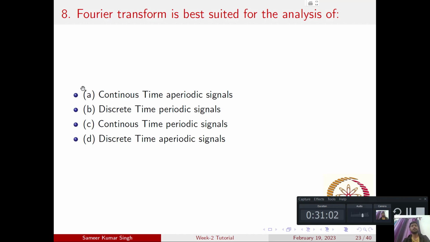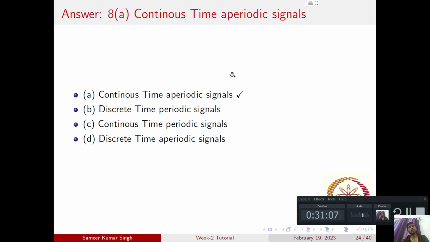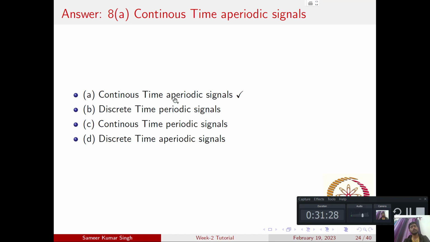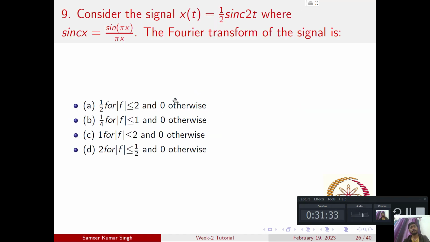The question was: Fourier transform is best suited for the analysis of what? The answer will be continuous time periodic signals. Actually, in Fourier series we find the Fourier series for the periodic signal, and here for the Fourier transform we calculate a Fourier transform, basically considering the periodic signals. That is the explanation and solution of question number 8, and the answer will be part A, continuous time periodic signals.